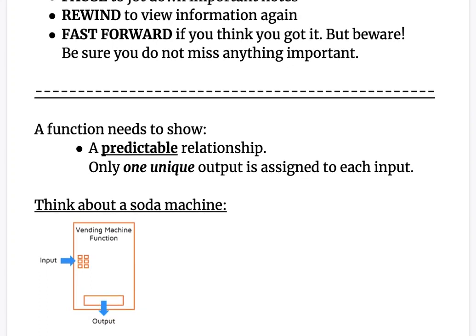So think about how when you're buying soda from a soda machine, the input is the buttons that you press to tell the machine what kind of soda that you want, or water, or juice. And then the machine is going to process your order, that input, and give you, hopefully, what you asked for, the output. So before we move on, make sure you jot down this information. Okay, so we're going to think about a soda machine, and we want a predictable relationship. Only one unique output assigned to each input.